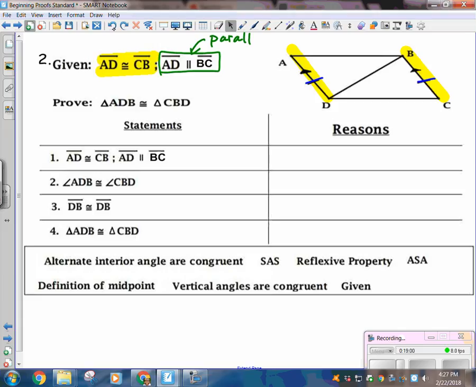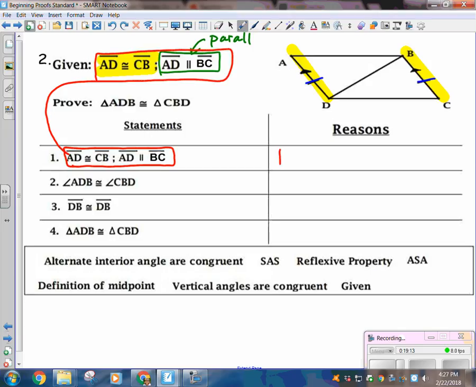All right, so let's just go ahead to statement number 1. Where does this information come from? Did it come from here? And so how did we know that? Like, where did that come from? Well, yep, you got it. It's given. Most every proof that we'll do is going to start with given information. Notice that it says it was given.